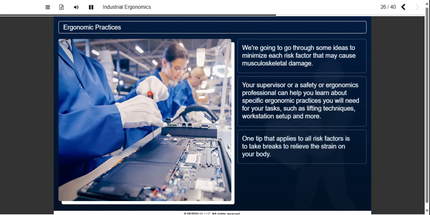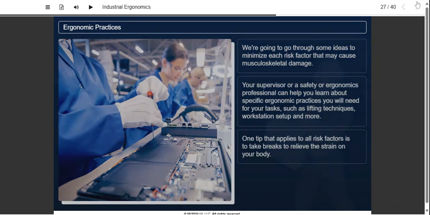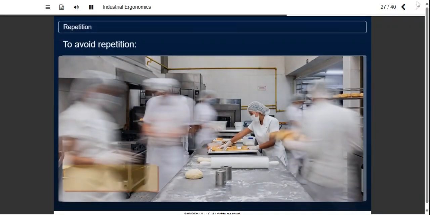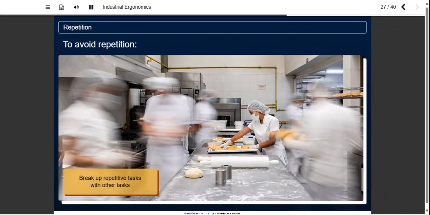One tip that applies to all risk factors is to take breaks to relieve the strain on your body. This may mean changing positions or tasks, or doing some light exercise, such as walking and stretching. To avoid repetition, break up tasks. For example, instead of spending hours on a repetitive task, plan to switch tasks at intervals so that you can use different muscles in different positions.